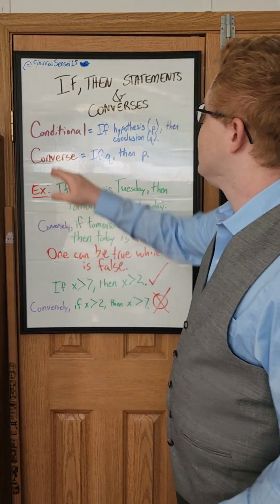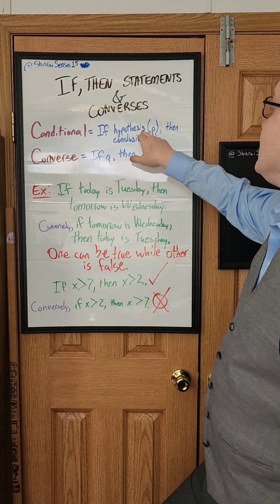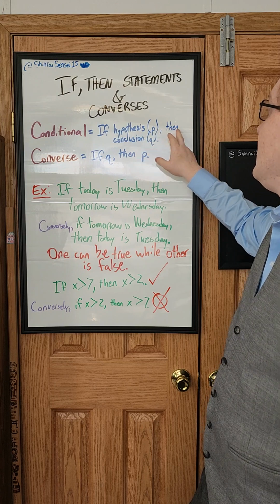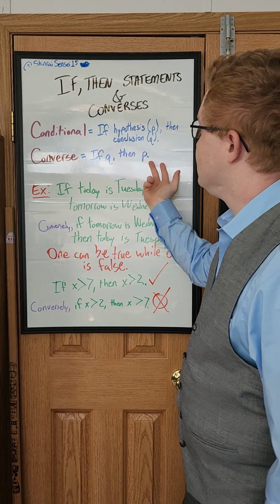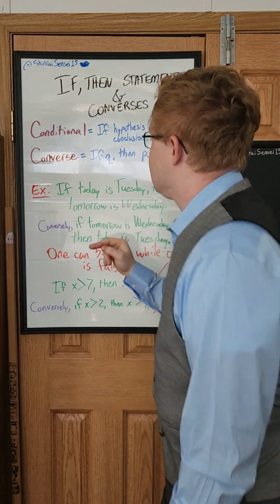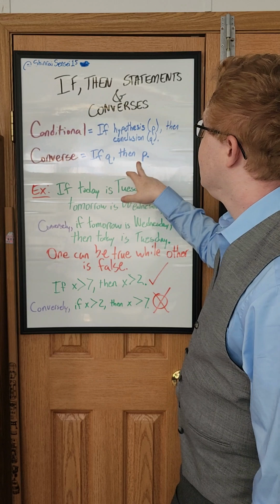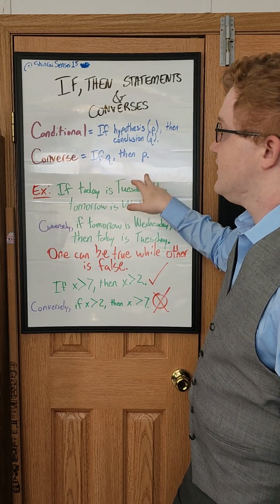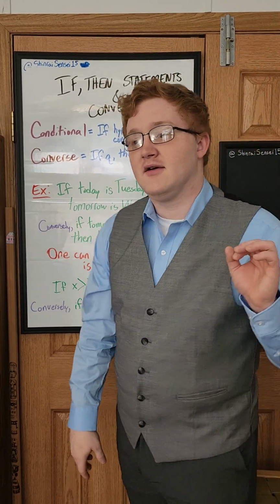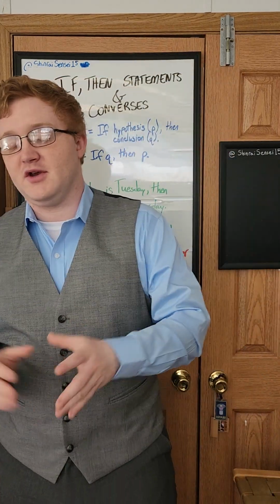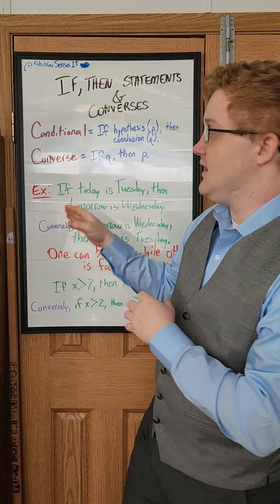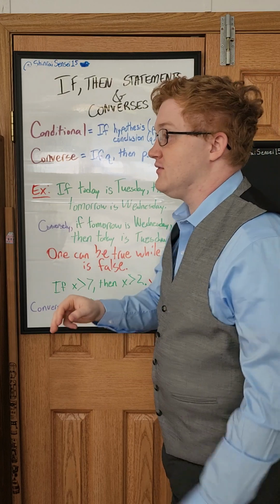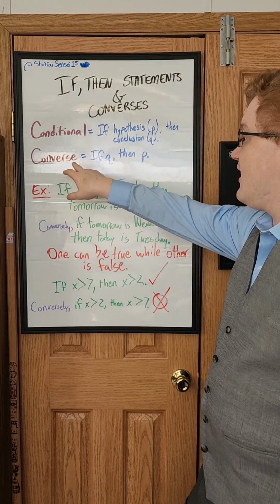So the conditional is: if hypothesis, which is P in this case, then conclusion, which is Q, right? And then the converse is you just simply flip P and Q's position in the sentence, right? So if Q, then P. So if conclusion, then hypothesis. Now, it's only a converse when you display it in relationship to the initial conditional, right? The first conditional being displayed is the only way to show that this is a converse.